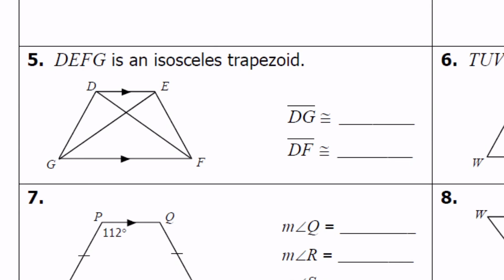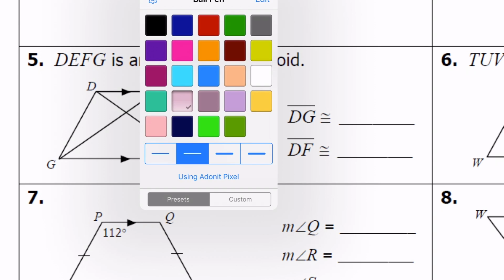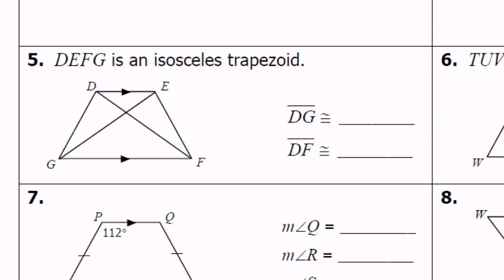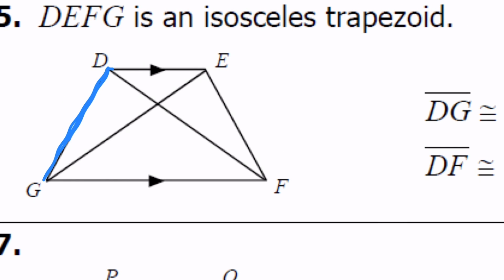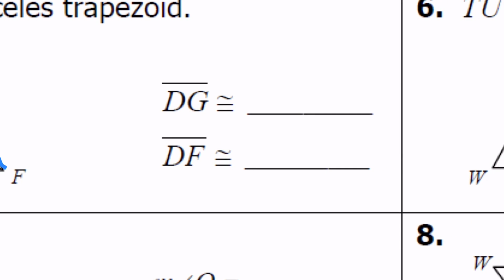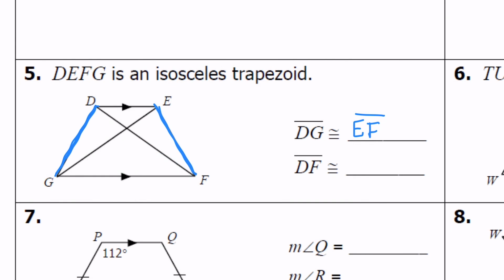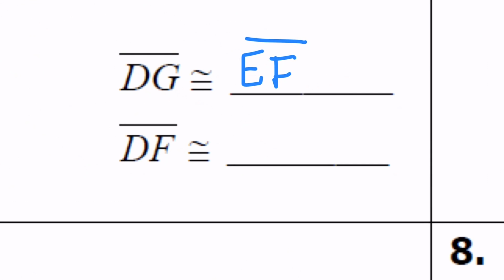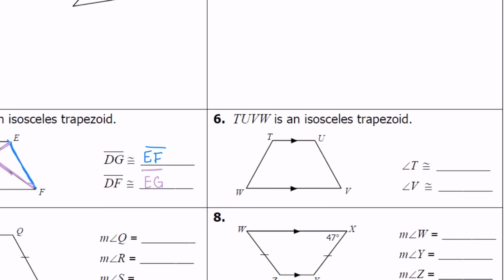So let's look at number 5. If DEFG is an isosceles trapezoid, this is another way we can tell. If they give us the statement that it's an isosceles or a non-isosceles trapezoid, we can use that to determine which one it is. So if DEFG is isosceles, that means DG is congruent to EF, because remember the legs are congruent. And also, my diagonals are congruent. So DF is congruent to EG. And that's it.